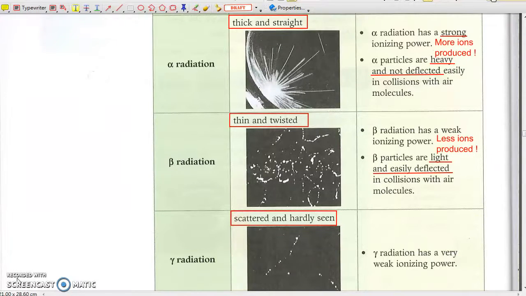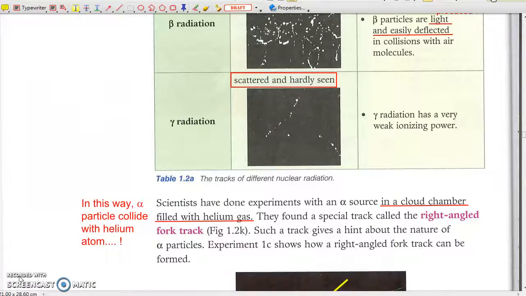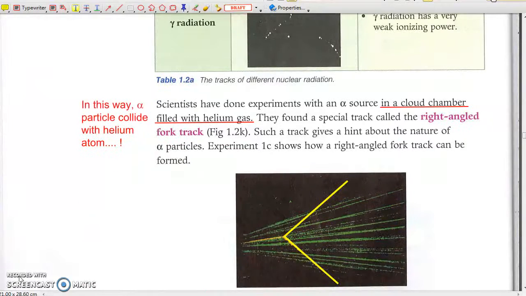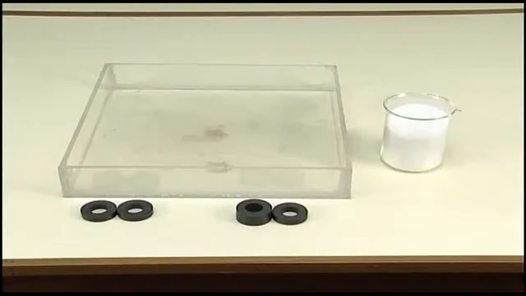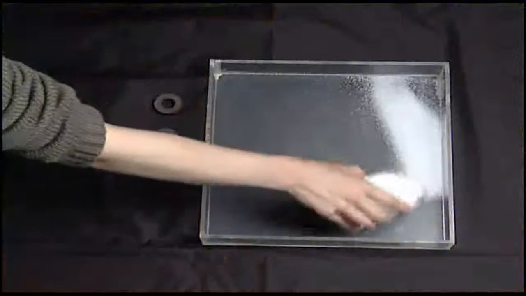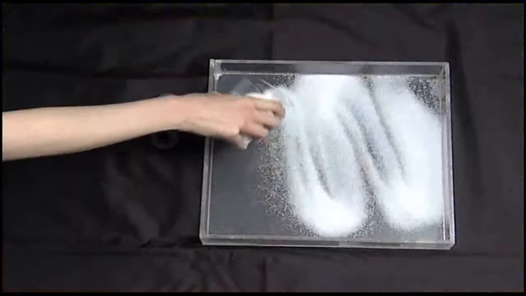Instead of filling the chamber with air and alcohol vapor, scientists also try to fill the chamber with helium and alcohol vapor. It happens that an alpha particle collides with a helium atom to produce a right-angle fork, as shown in figure 1.2k below. The apparatus as shown is used to simulate particle collision. First, we spray the plastic beans over the tray.